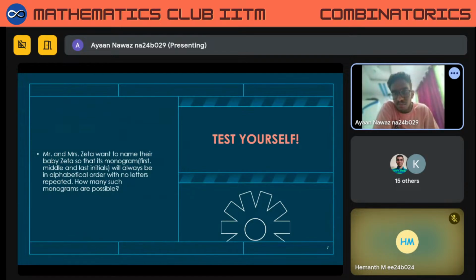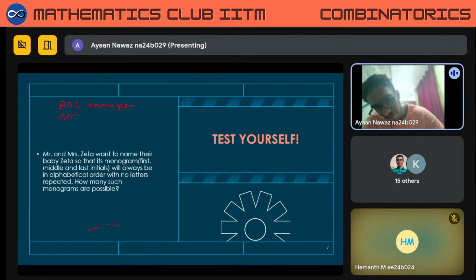Now, this is a question. Mr. and Mrs. Zeta want to name their baby Zeta so that its monogram will always be in alphabetical order with no letters repeated. How many such monograms are possible? Basically, suppose A, B, C is a monogram because it is in alphabetical order, and B, A, C is not a monogram. So Mr. and Mrs. Zeta are naming their baby Zeta.